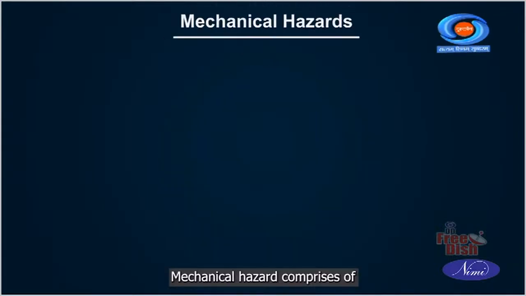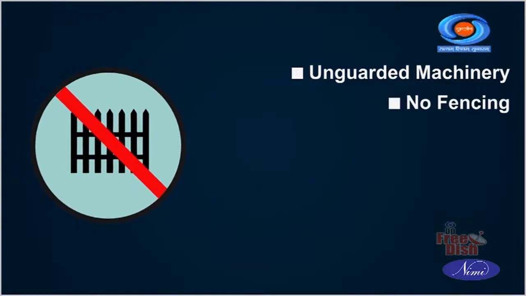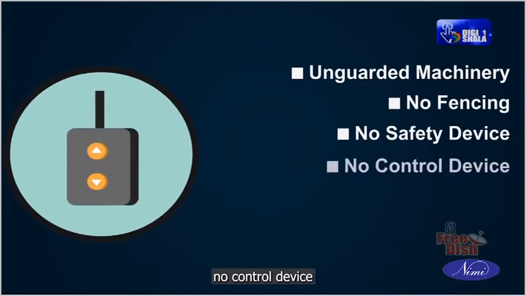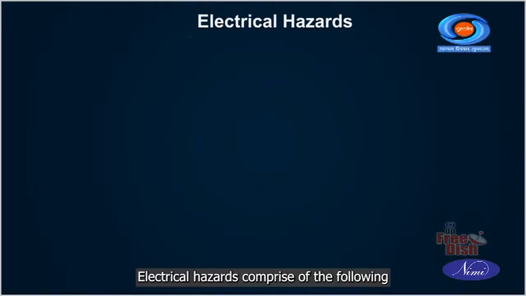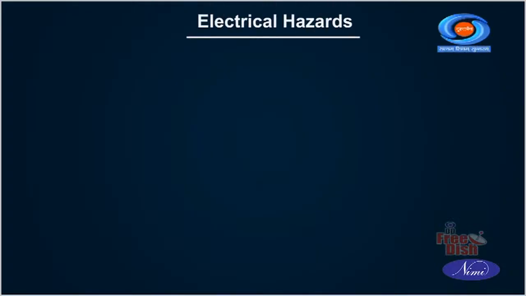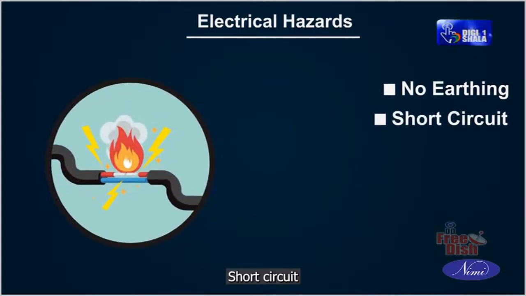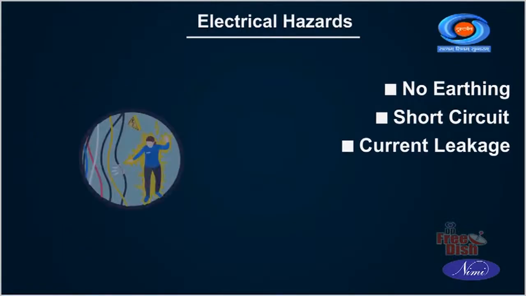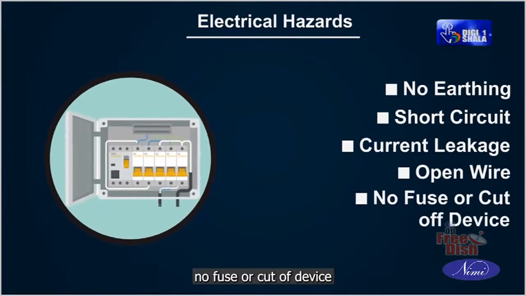Mechanical hazard comprises of unguarded machinery, no fencing, no safety device, no control device. Electrical hazards comprise of the following: no earthing, short circuit, current leakage, open wire, no fuse or cut-off device.